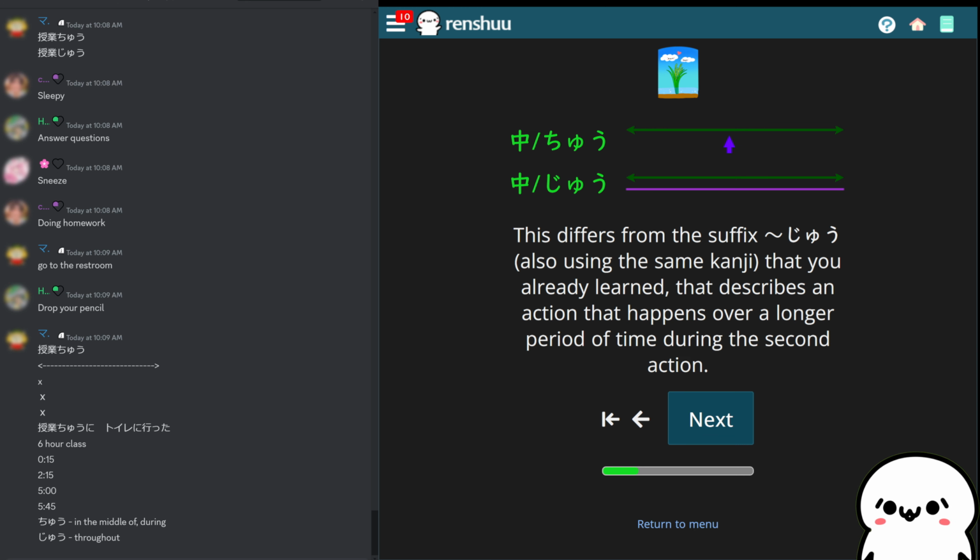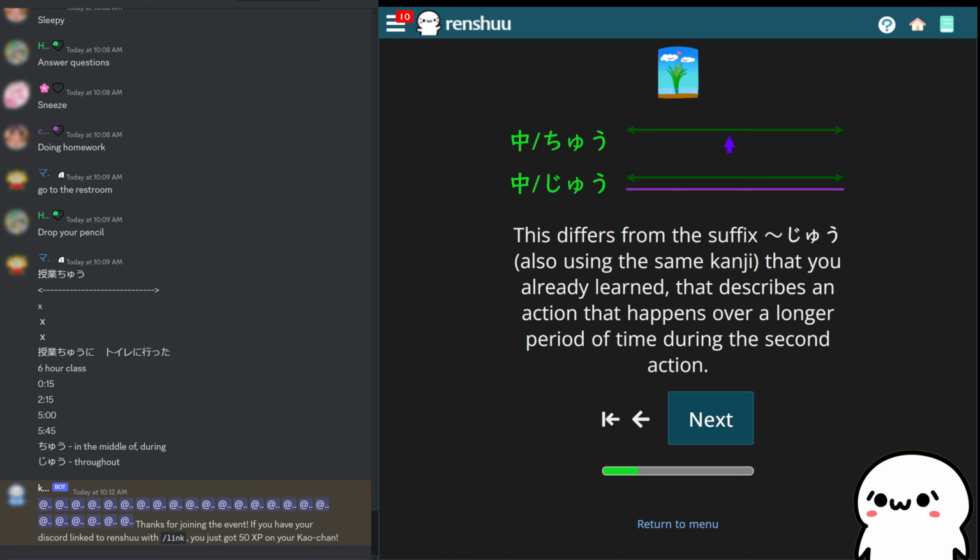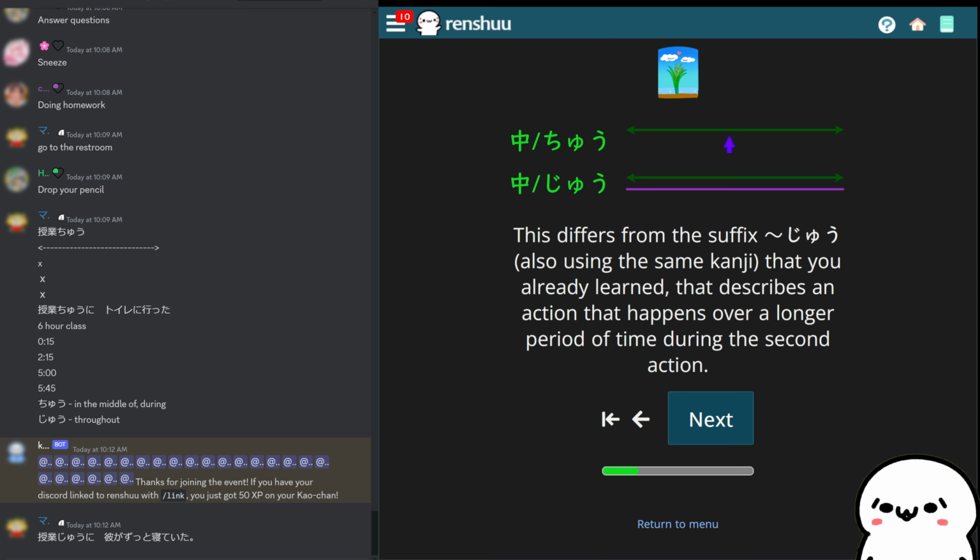And by that, I mean it happens for all of that time. So someone mentioned sleeping. So you might see this. You might see 授業中に彼がずっと寝ていた. So throughout class, during class, he slept for the entire time. It wasn't he fell asleep in the middle of it and then woke up. It's wow, throughout that.